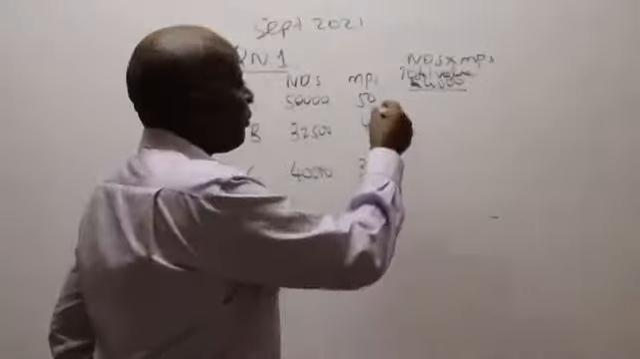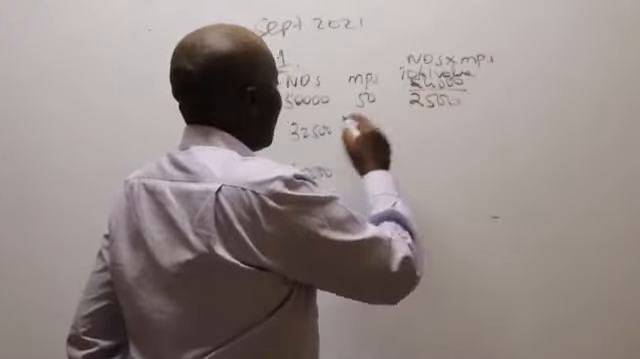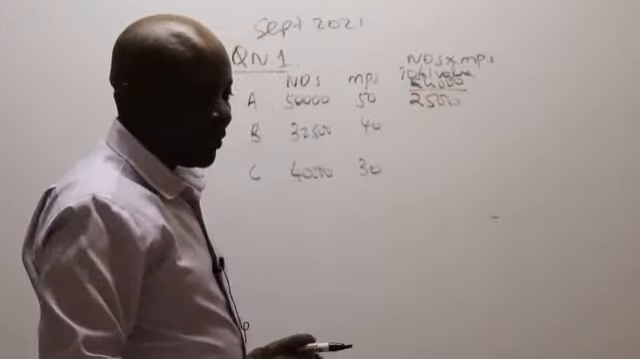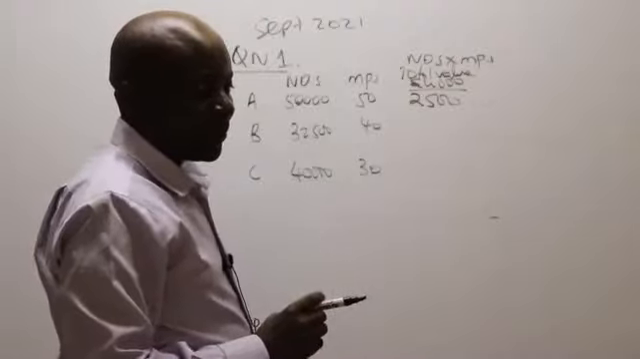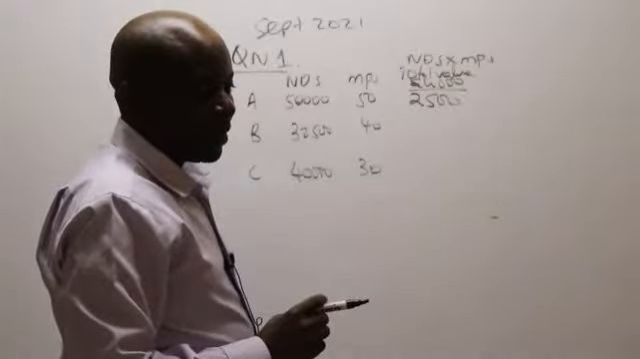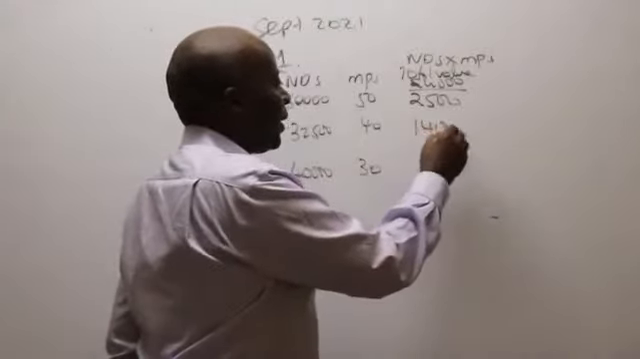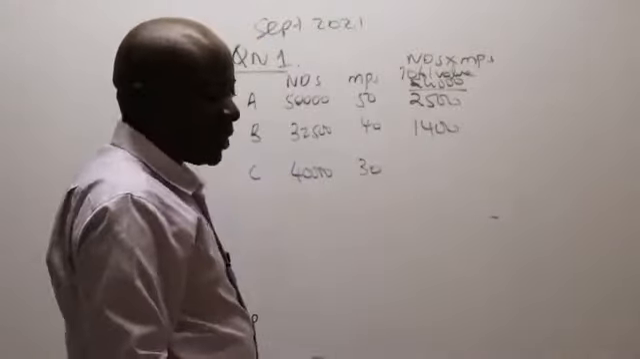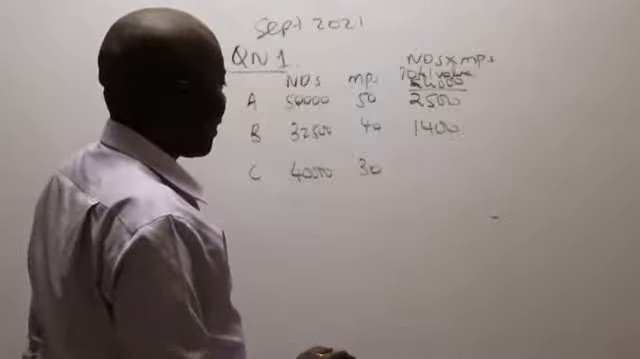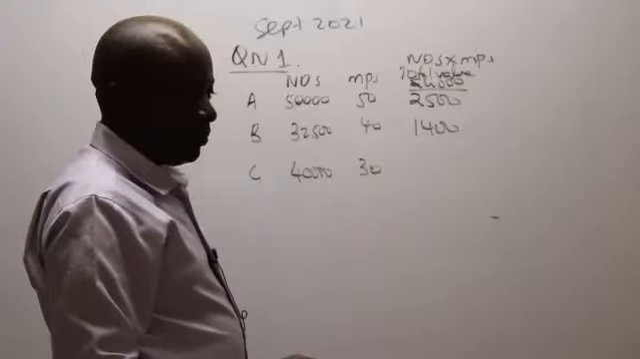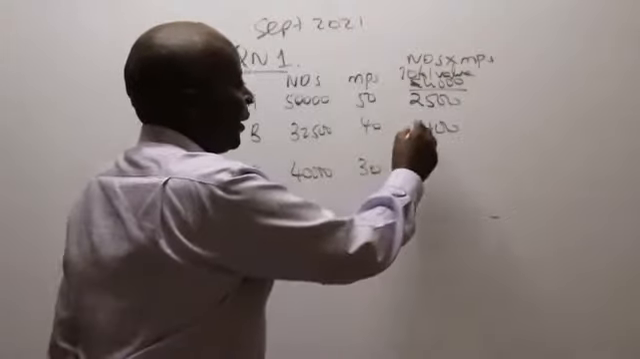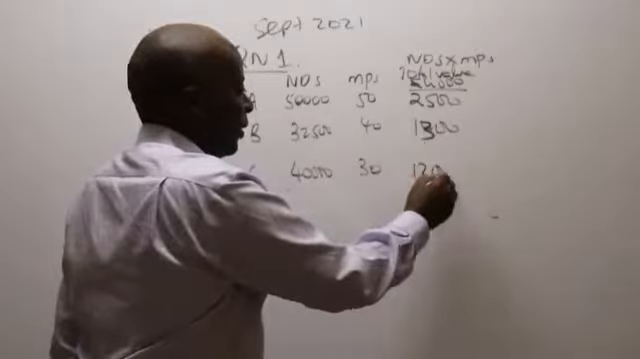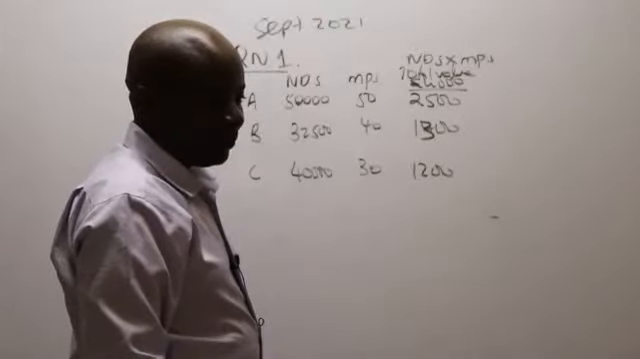Anyaki tells me 2,500, right? How about 32,500 times 40? 1,300. Thank you very much. And then lastly, what do we have here? 40,000 times 30? 1,200.